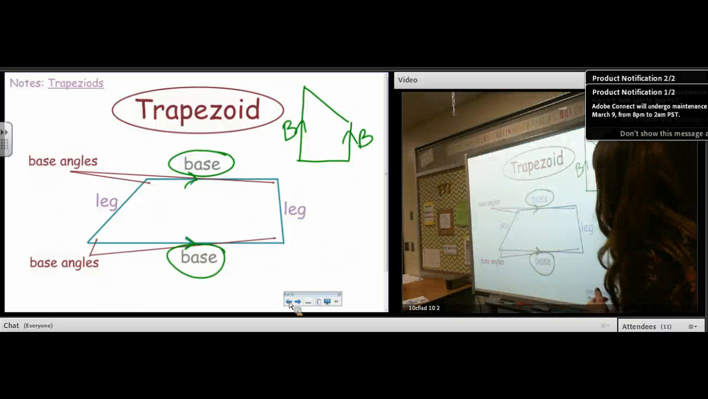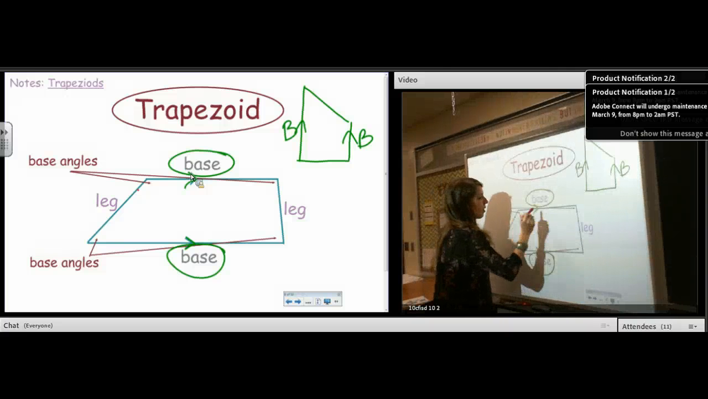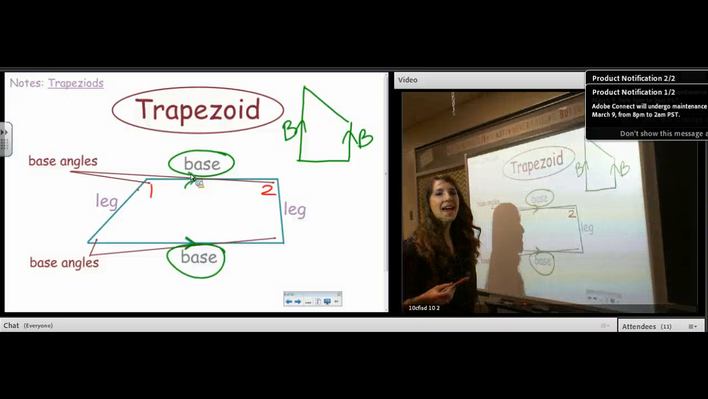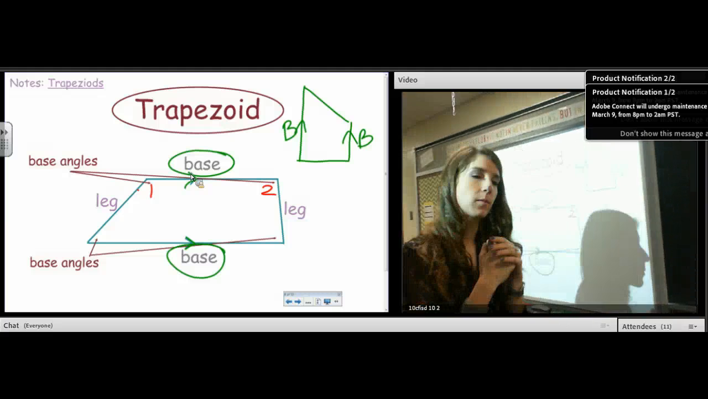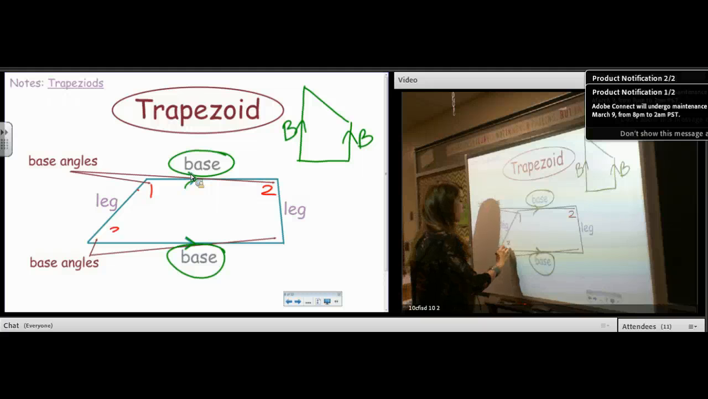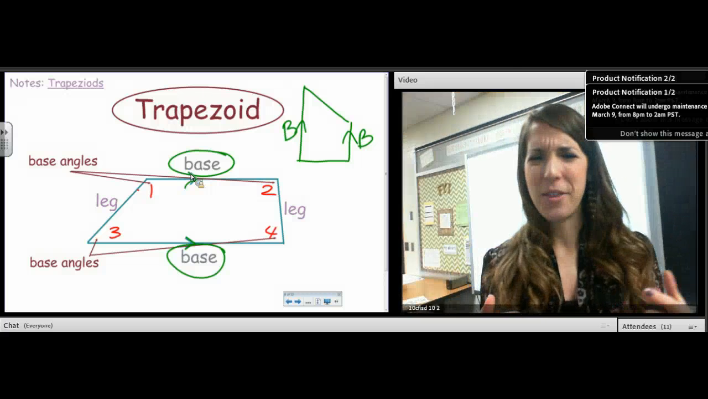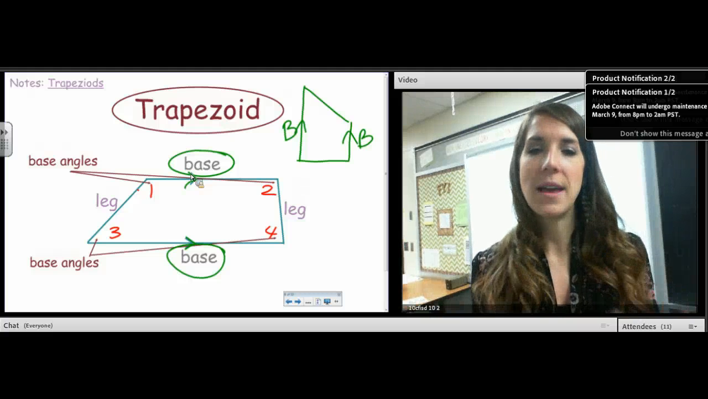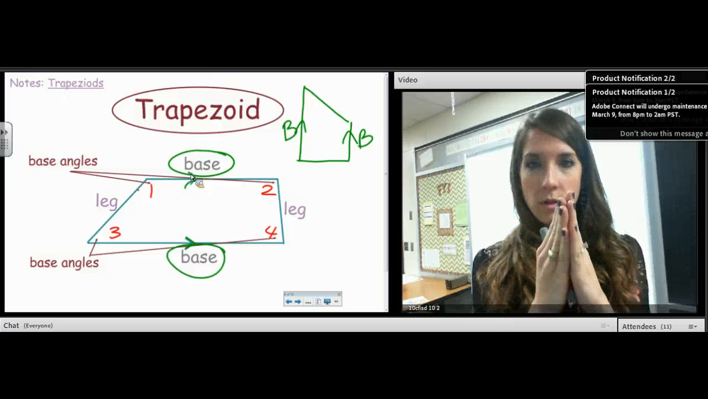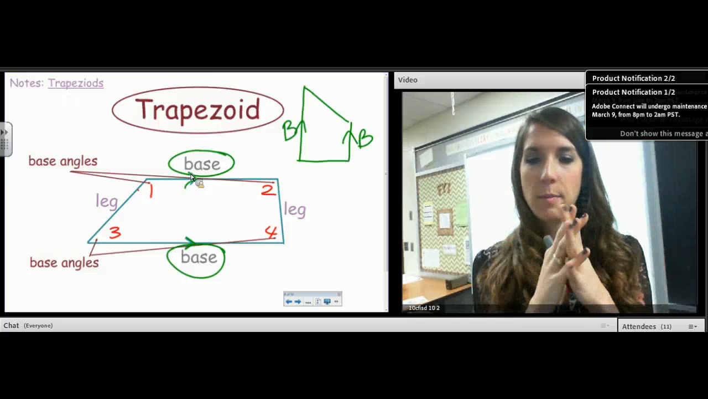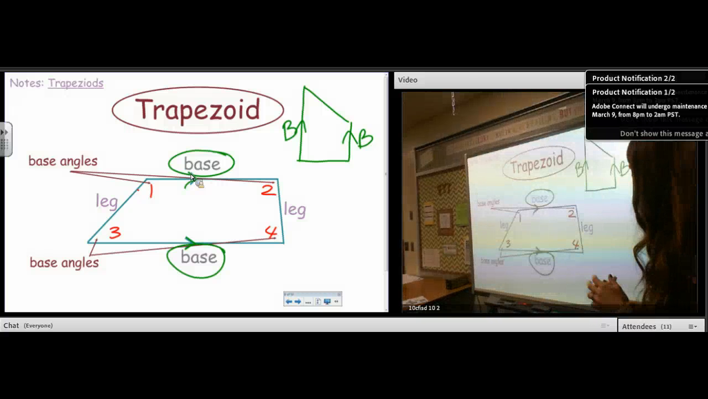The angles surrounding the base are called the base angles. So angle 1 and angle 2, that's a pair of base angles. 1 and 2 together are base angles. And then 3 and 4, that's a pair of base angles. You might just be like, well, then they're all base angles. But they can't be a base angle by themselves. They're like pairs of base angles. So 1 and 2 is a pair of base angles. 3 and 4 is a pair of base angles. Okay. I'm going to move on from that.